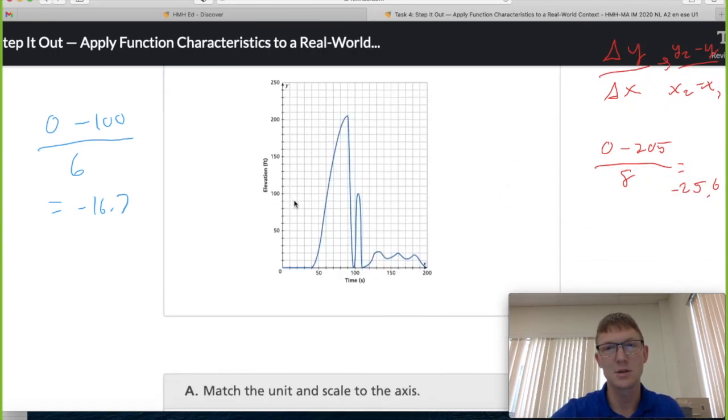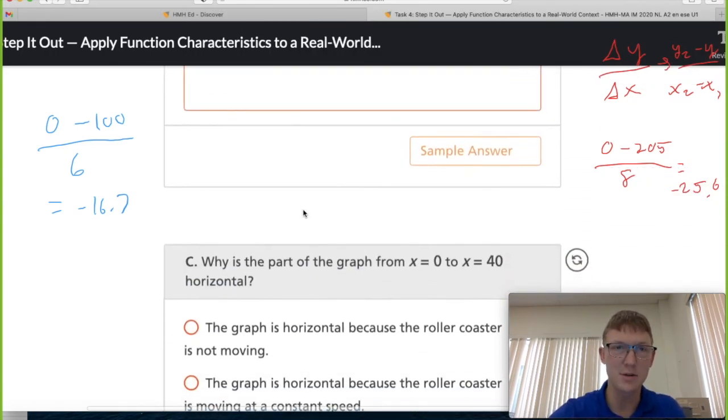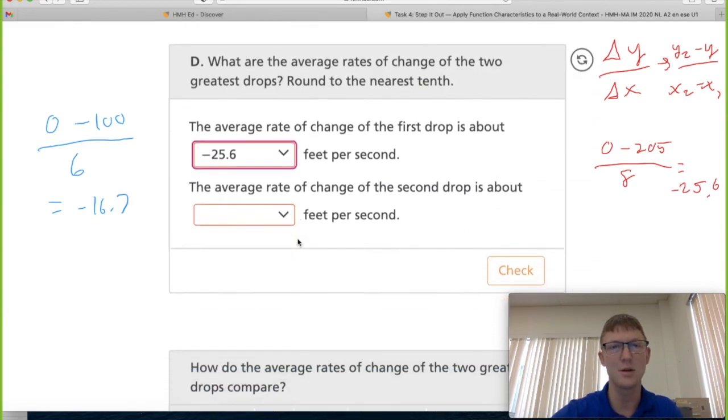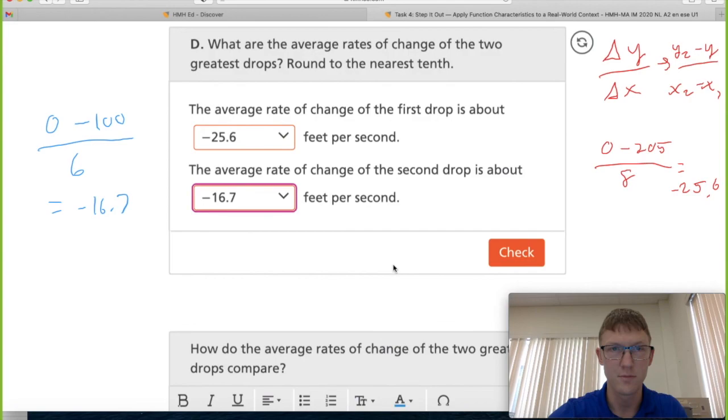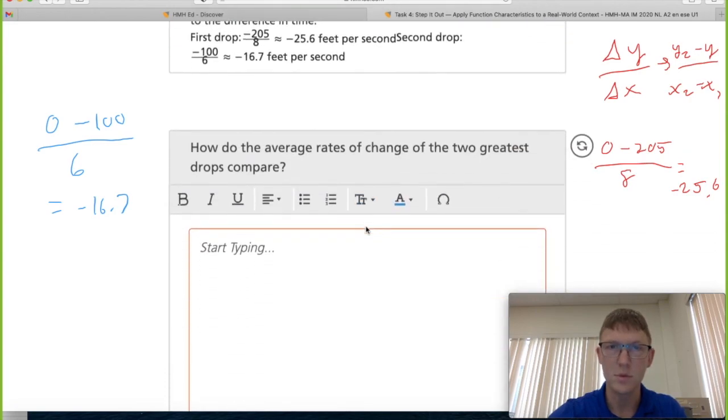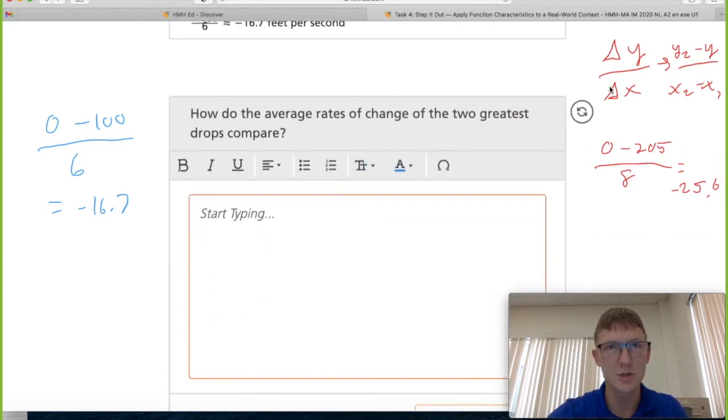So now we can answer the question: which drop was faster? Which one were you moving faster in? And the answer to that would be the first one. Which is what they're asking right there.